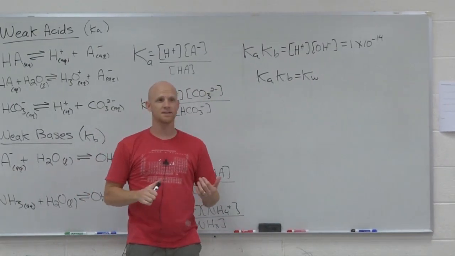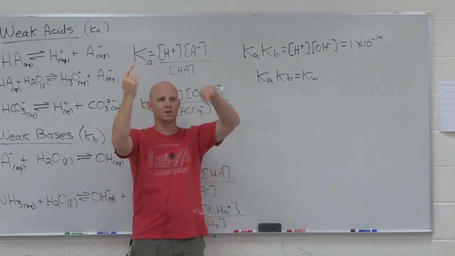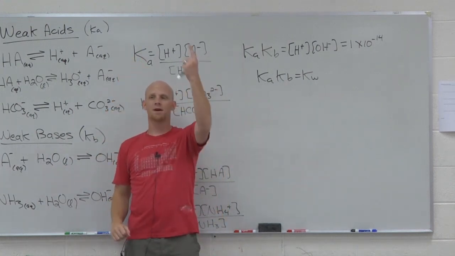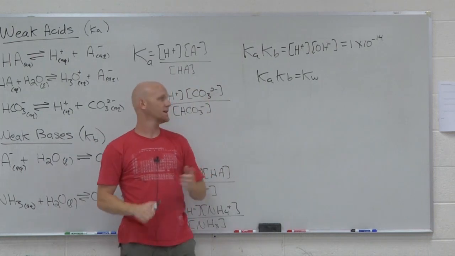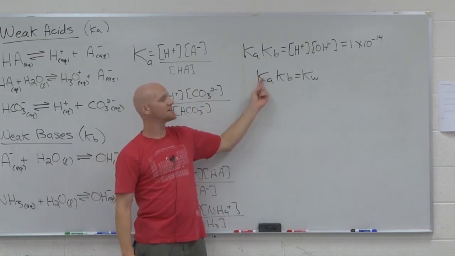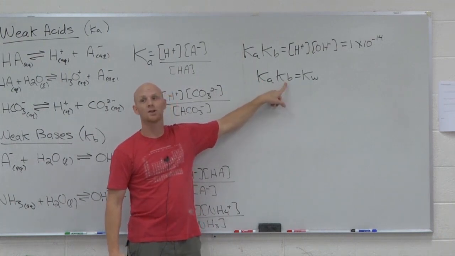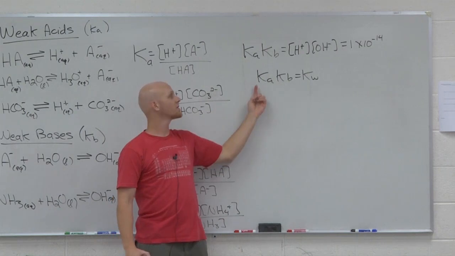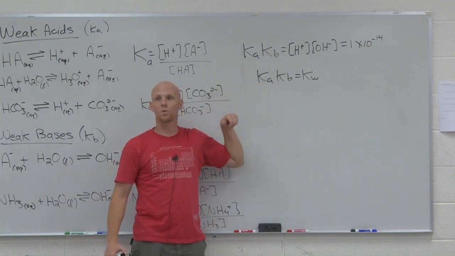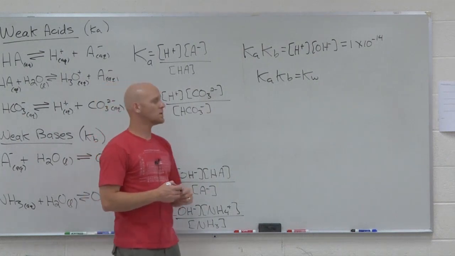Cool. This is convenient. This is one way of demonstrating that the stronger an acid is, the weaker its conjugate base will be. The stronger a base is, the weaker its conjugate acid will be. Because if Ka is higher, that's going to mean a stronger acid. But if Ka is higher, then Kb for the conjugate base is going to have to be lower. So a stronger acid means mathematically a weaker conjugate base. This is always true.